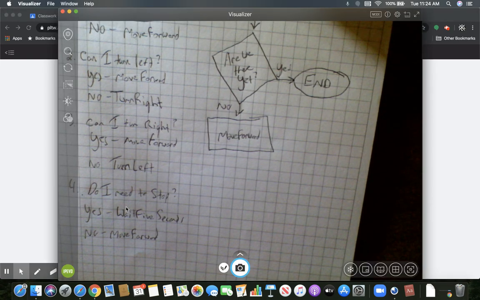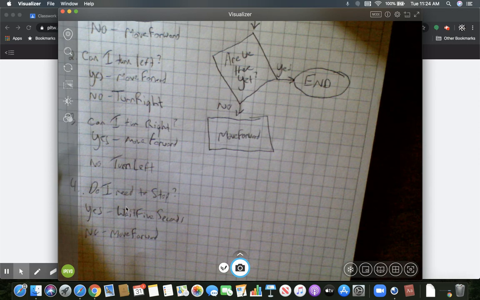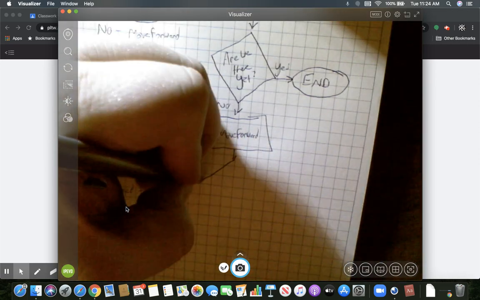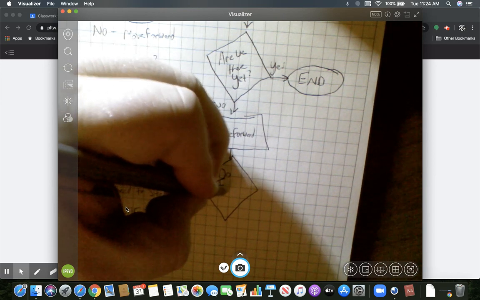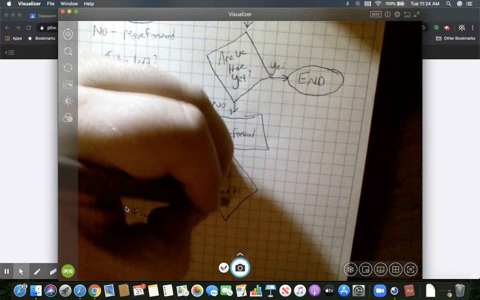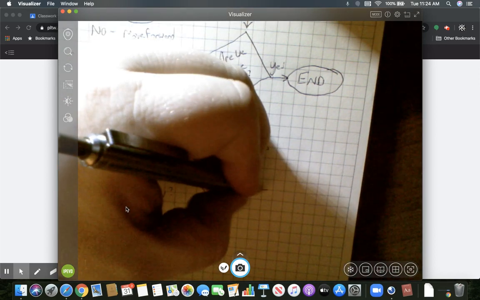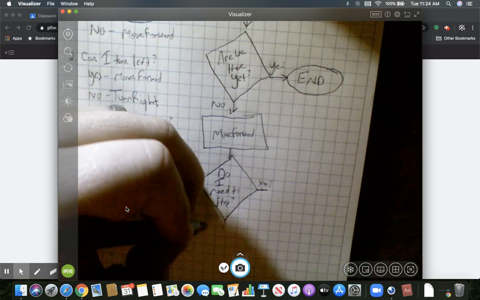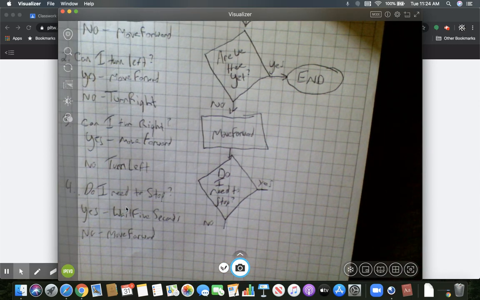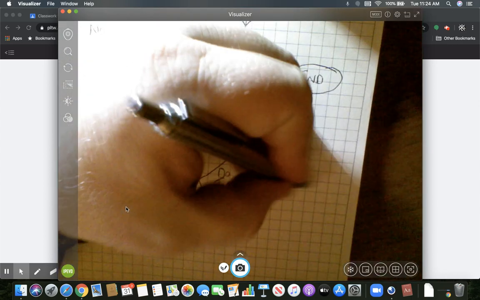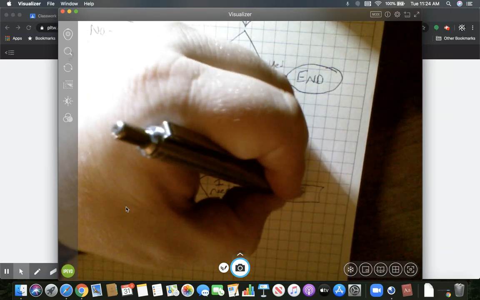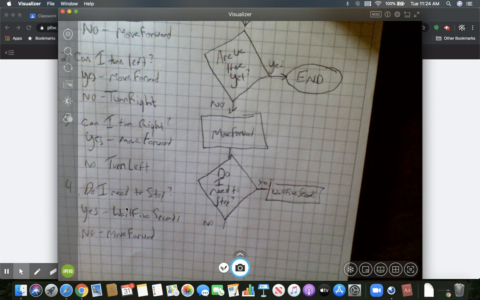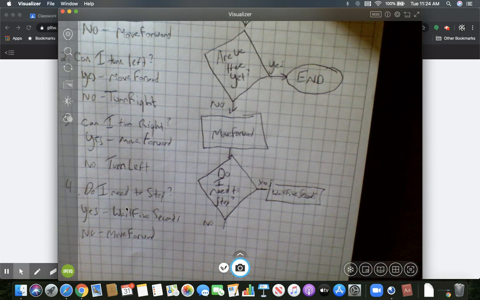So the next question I'm going to ask is, is there a stop sign, or do I need to stop? And if yes, that doesn't mean stopping the video, it means the bus. So don't try to stop me here. If I need to stop, and yes, the command we had was wait 5 seconds. So wait 5 seconds. If no, well, then we just keep moving forward.